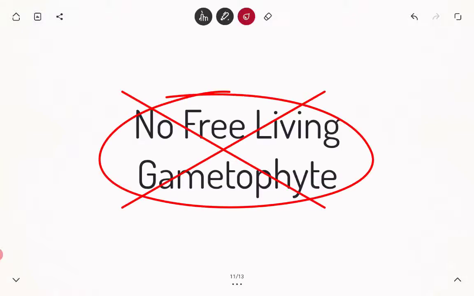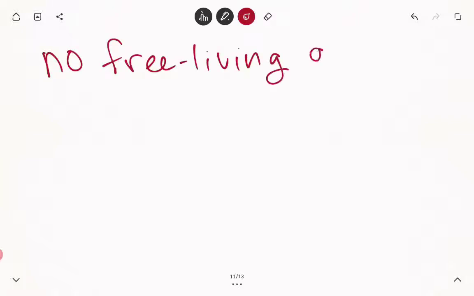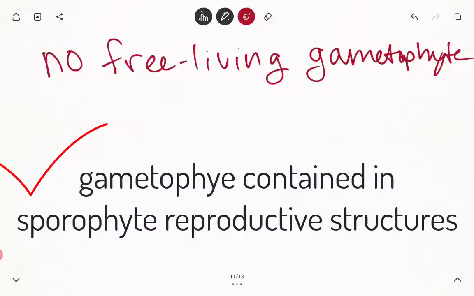Unlike what we saw in the seedless vascular plants and in the mosses and bryophytes, in the gymnosperms and angiosperms there is no free-living gametophyte stage. So in the spermatophytes, the seed-bearing plants, there is no free-living, independent gametophyte stage. They are sporophyte dominant, and the gametophyte is now contained inside of the reproductive structures.